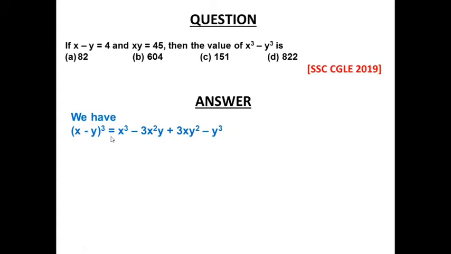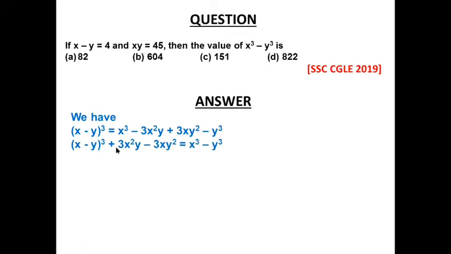So this is the identity we are going to use here. You need not write all these things during your exam. You should know all these identities and you can solve these very fast. So (x minus y) all cube equal to x cube minus 3x square y plus 3xy square minus y cube. So we can rewrite this equation like this.